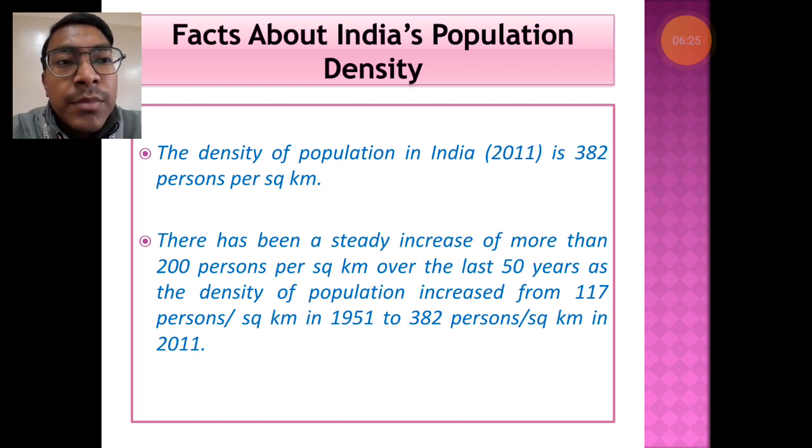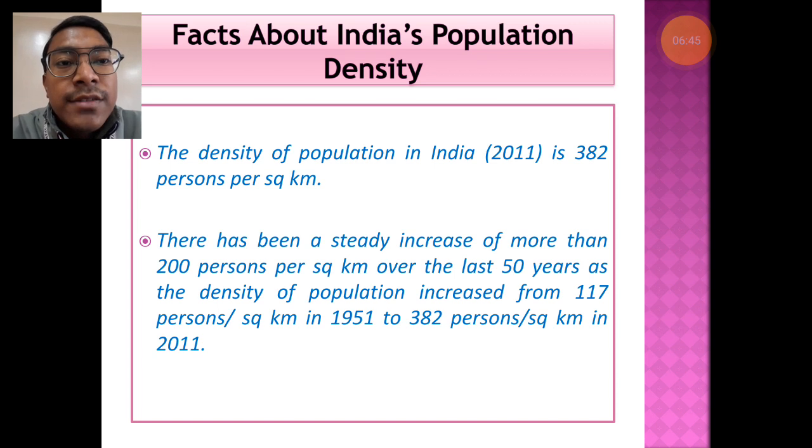So during this time, in the year 1951, the average number of people, or the density of population, in our country was only 117 persons per square kilometer. But in the year 2011, the density of population increased to 382 persons per square kilometer.